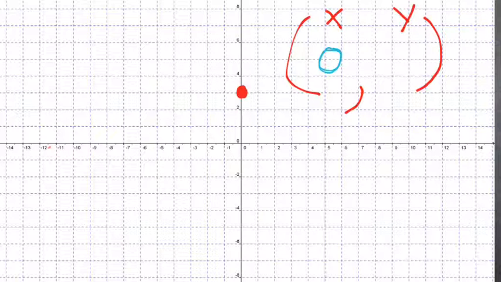Now, the y. Well, it's on the y, so the y should be easy. Where is it on the y at? 3.